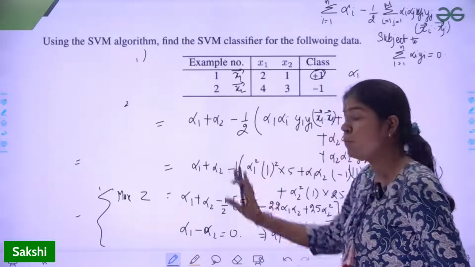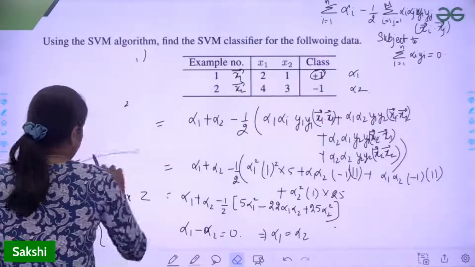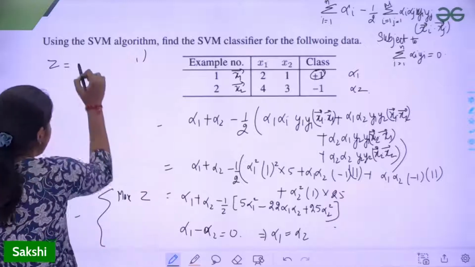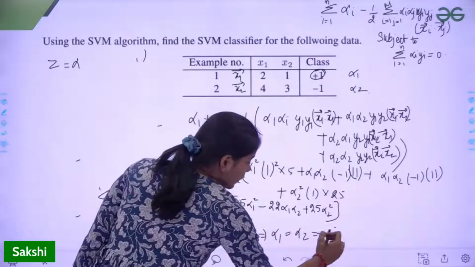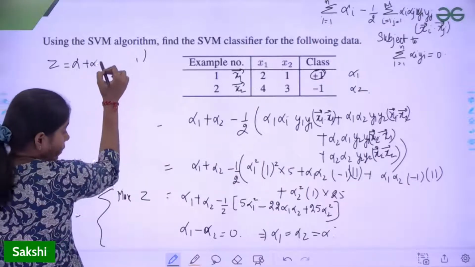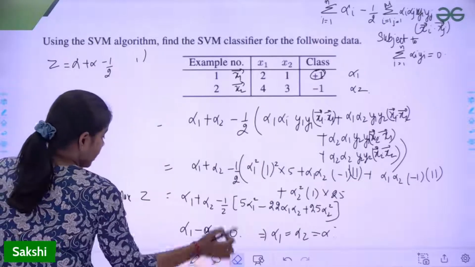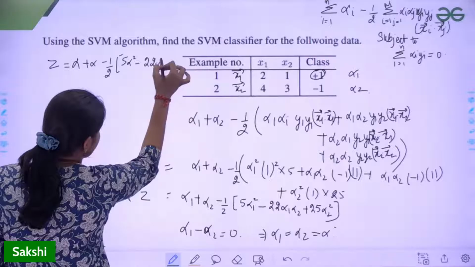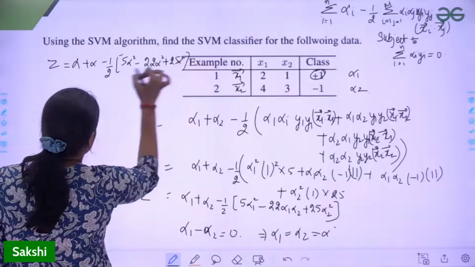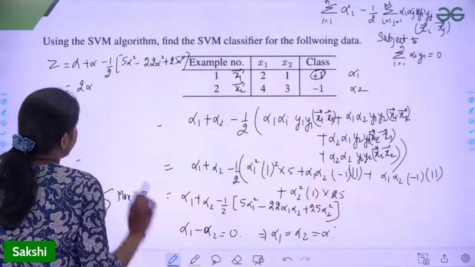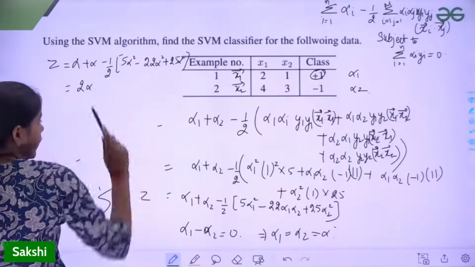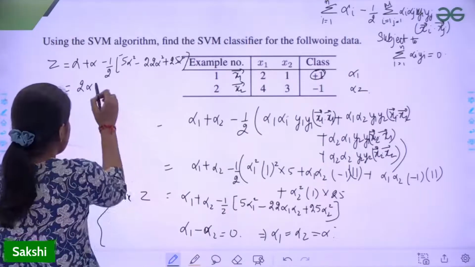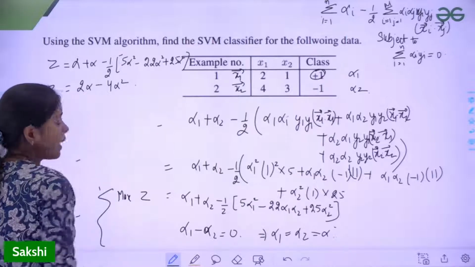So I can substitute this value. So z would get converted into one variable. So z would become, let's put here alpha. So I am taking alpha 1 equals alpha 2 equals alpha. So it would become alpha plus alpha minus 1 by 2, and it would become 5 alpha square minus 22 alpha square plus 25 alpha square. So it would become 2 alpha, and it would become 25 plus 5, 30 minus 22. 30 minus 22 gives me 8 alpha square. That means minus 4 alpha square. So this is my z. I have to maximize it.